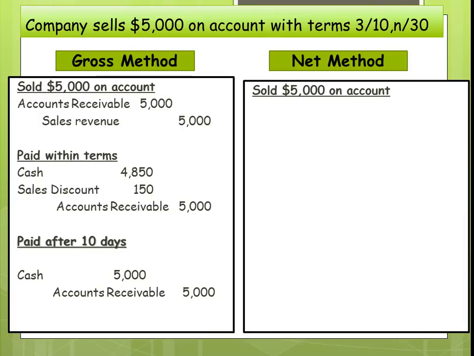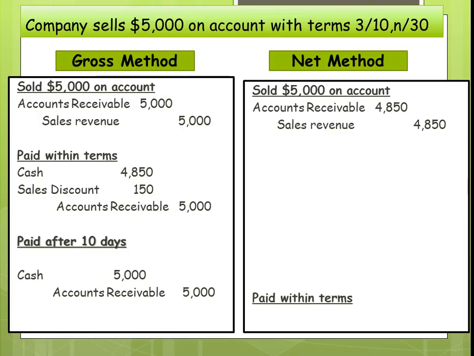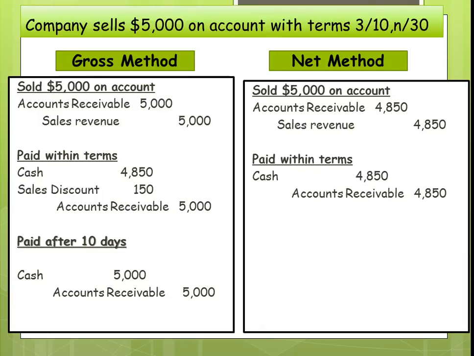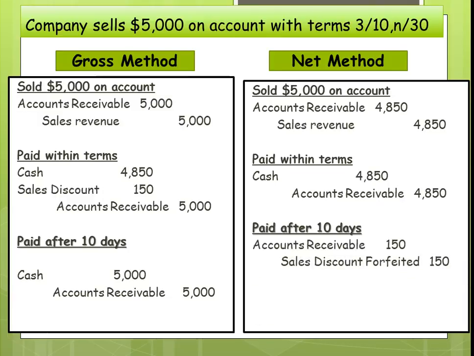Now, what does this look like under the net method? Under the net method, we would only record the $4,850, or the amount of the sale less the discount. And if they paid within terms, it would be the cash and offset the receivable. If they didn't pay within terms, then we would debit accounts receivable and credit our account called sales discount forfeited. And then we would book cash and accounts receivable.